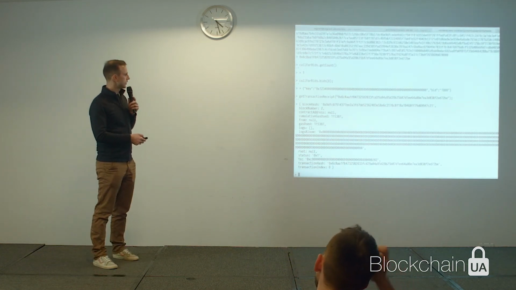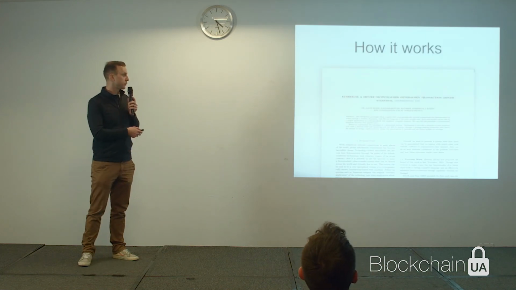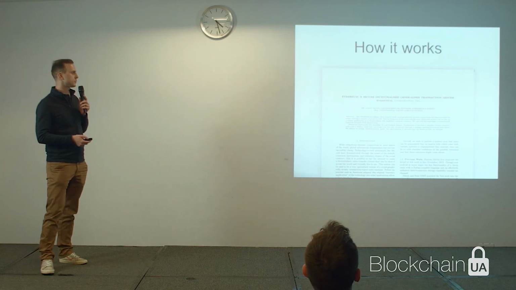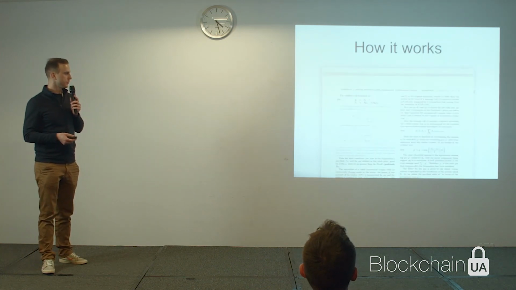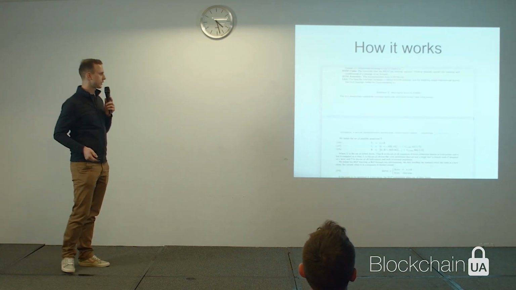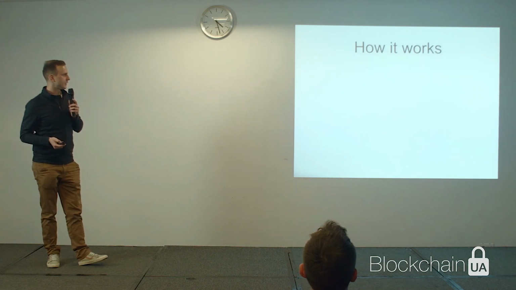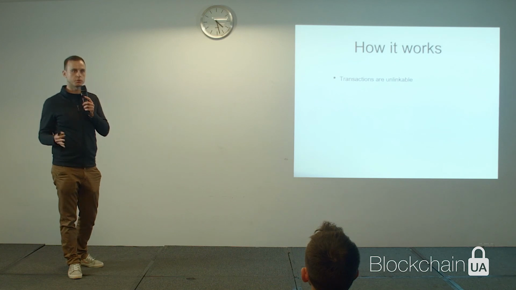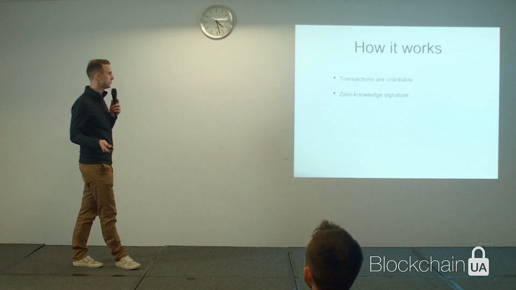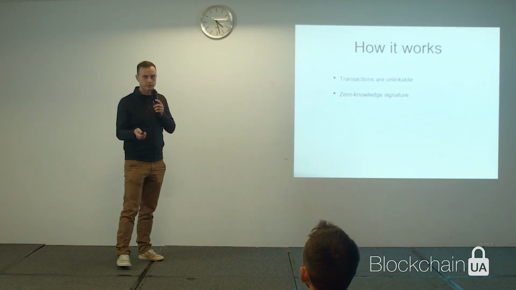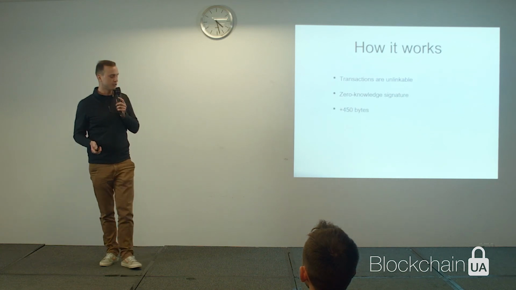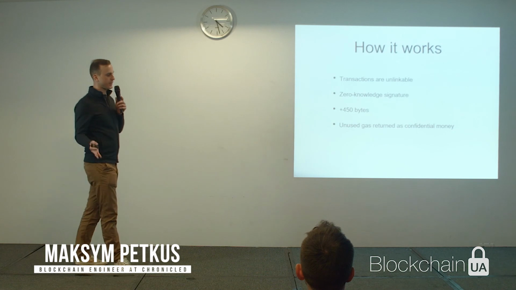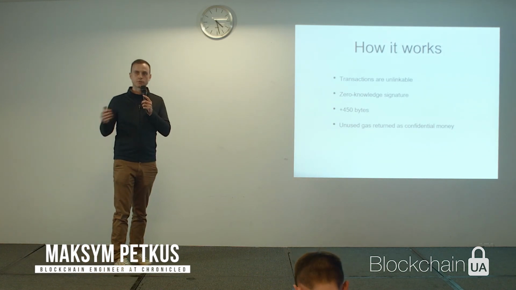So how does it work? I had to modify the specification of Ethereum. In blue, you can see those modifications. The transactions are unlinkable. If you send 2 transactions, nobody knows that it was actually you. It has, as I said, a zero knowledge signature on the transaction. It adds 450 bytes on top. And unused gas returns as confidential money.